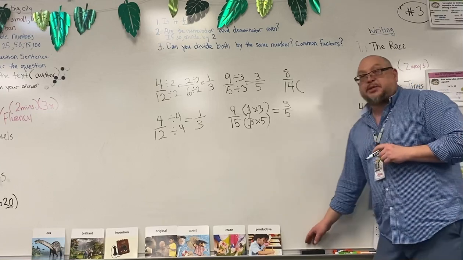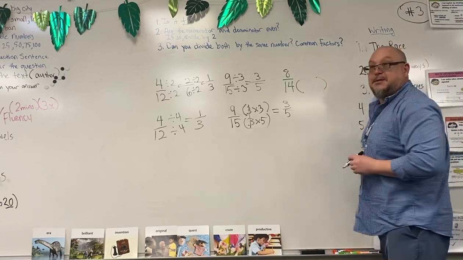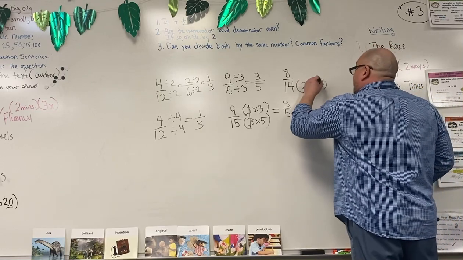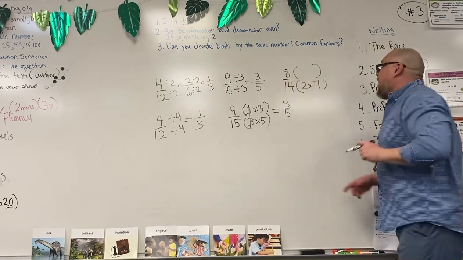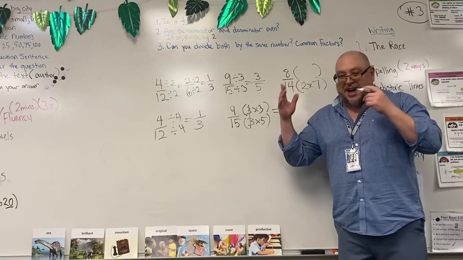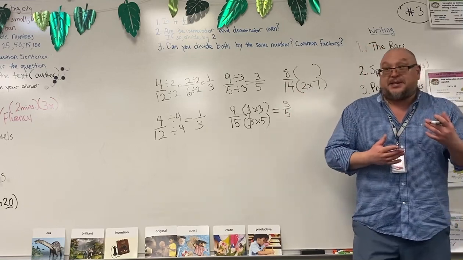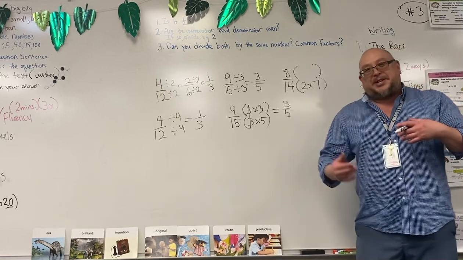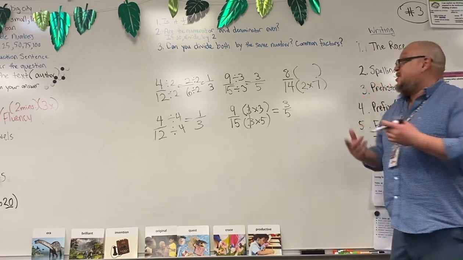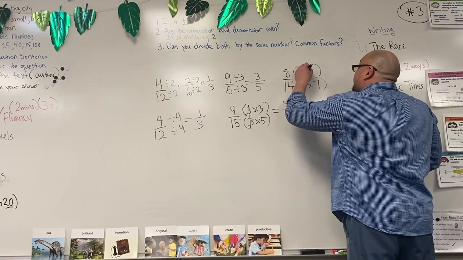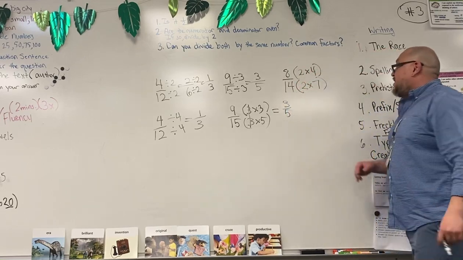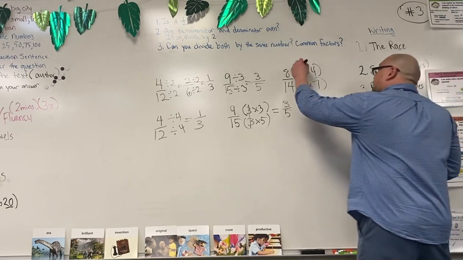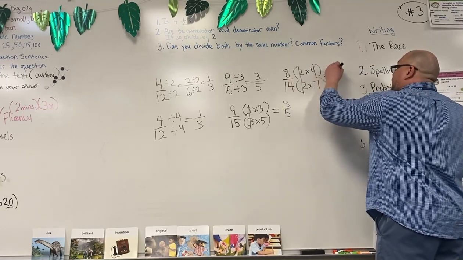14. What 2 numbers? 2 and 7. 2 times 7. Now, up on top, I know how to do 8. There are a couple ways to do 8. 8 times 1, or you could do 2 times 4. Ta-da! I see a common factor, right? So let's cross out these 2s, and what are we left with? 4 over 7.